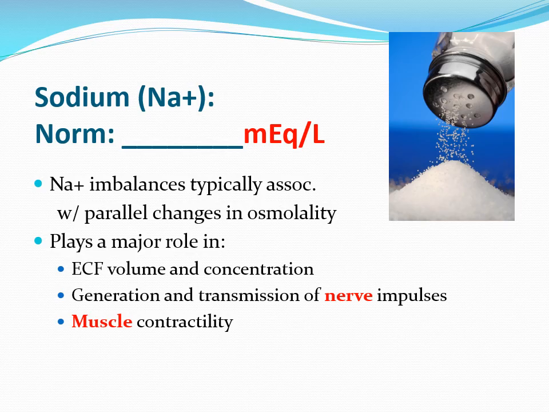Usually, sodium is lost through sweat, urine, and feces, the top three things we think about. But kidneys are the major regulator of sodium. So sometimes if something's wrong with the kidneys, something's wrong with your sodium levels. Sodium plays a major role in ECF volume and concentration, generation and transmission of nerve impulses, and muscle contractility.